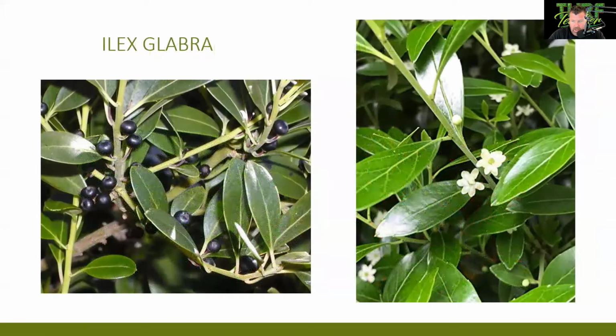Ilex Glabra, your Inkberry Holly. Here you have the black berries on it, which was used by Native Americans for like ink. They could crush it up and actually write with it. It does have a very inconspicuous bloom, white little flower that you can see when it does bloom, but it's not grown for that. Doesn't really have that good of a smell. I mean, all flowers really have a fragrance to them. You just can't really smell it.